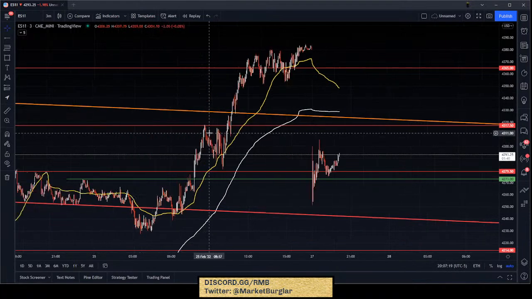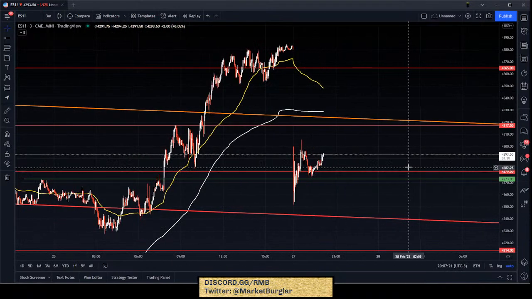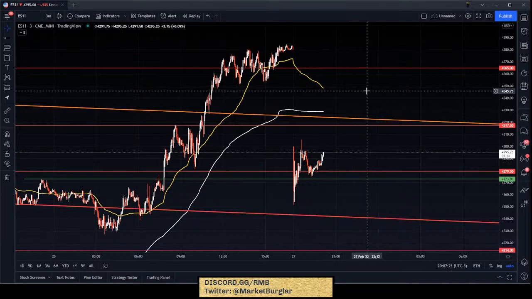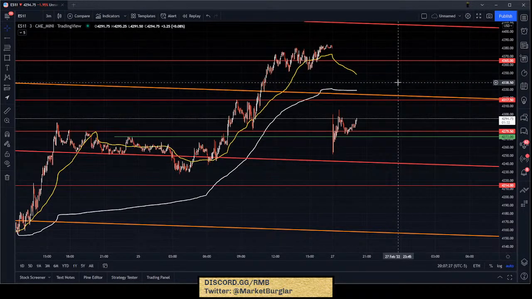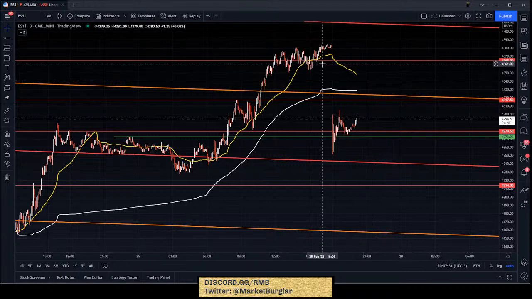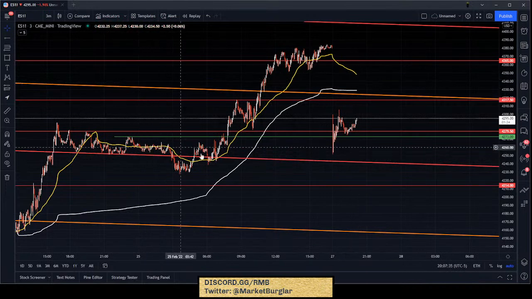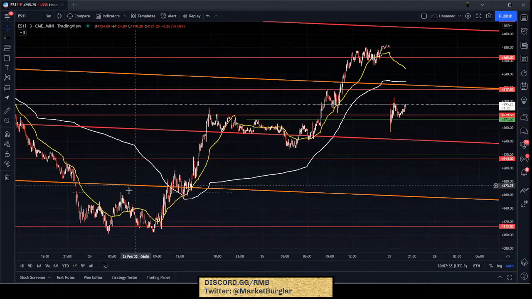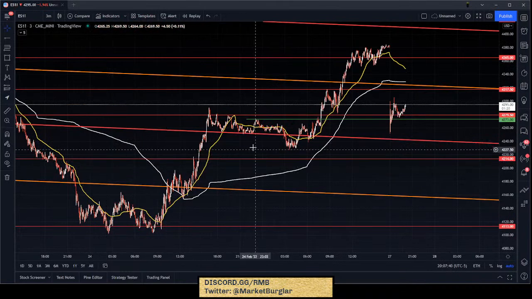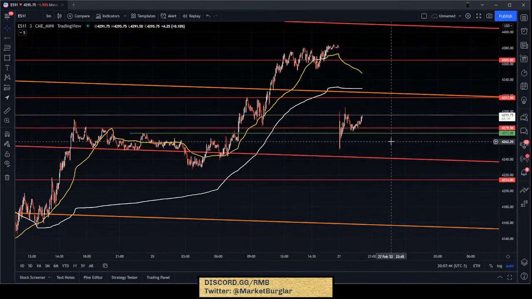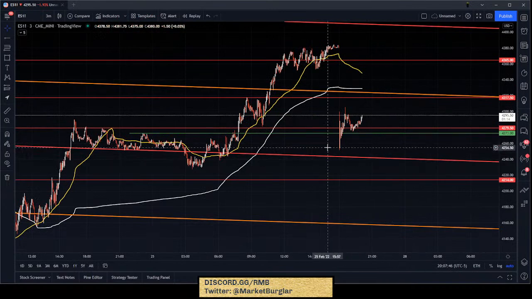It does bounce off of it occasionally. I'm not finding entries based on that. I'm more using it as a tool of confidence. So if I'm in puts and it's below the yellow line, and it's hugging the yellow line, I'll be pretty comfortable to stay in puts. When it breaks through it, I might exit. It's just a nice confirmation tool.